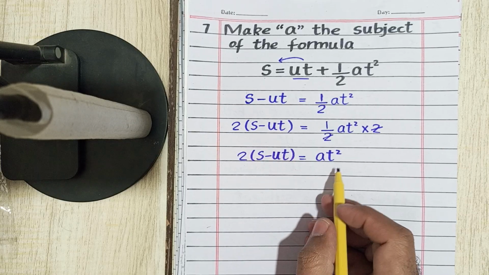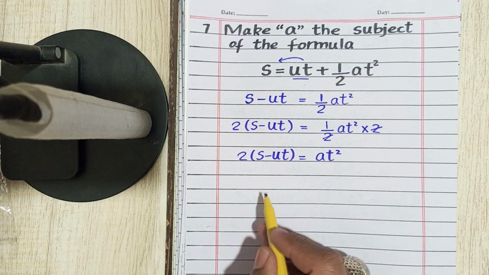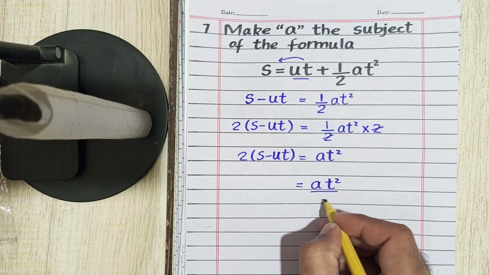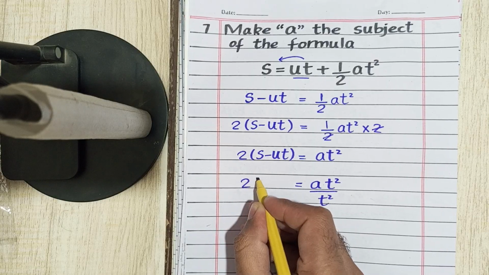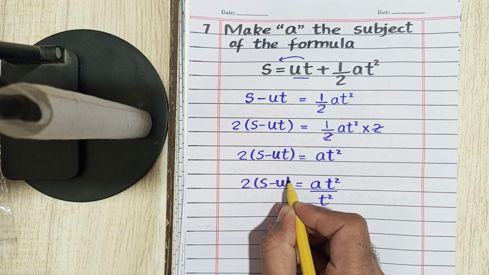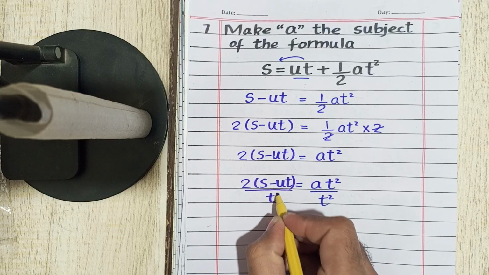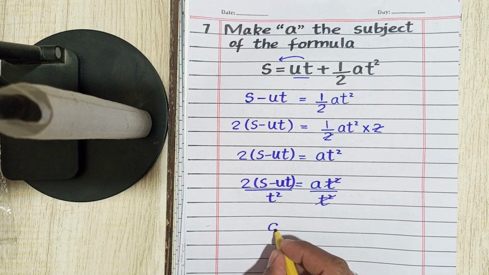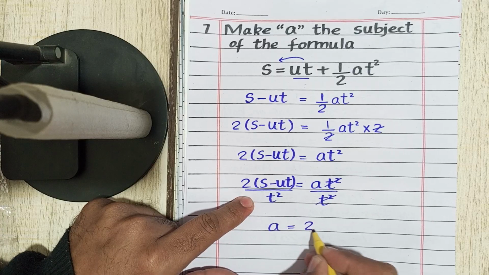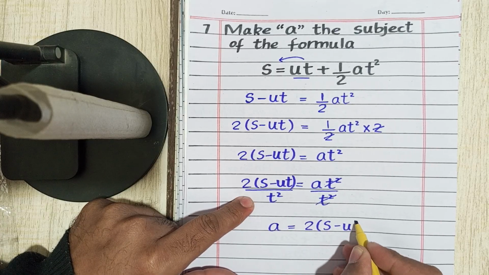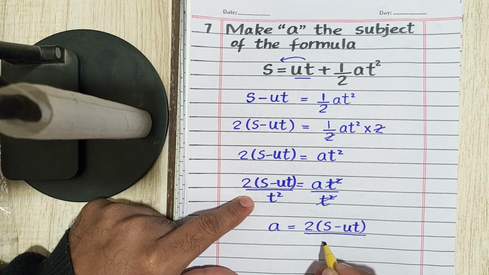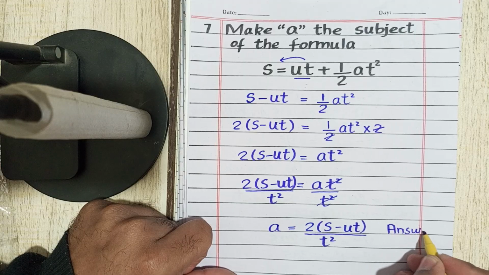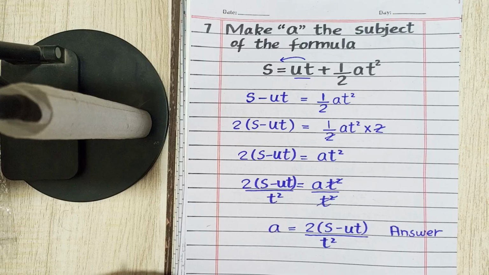So now we want to calculate the value of a, but here we have t square. So now we divide both side with t square. So this t square cancel with this t square. So a equal to 2 into s minus ut over t square. So this is our final answer. So I hope you got it.